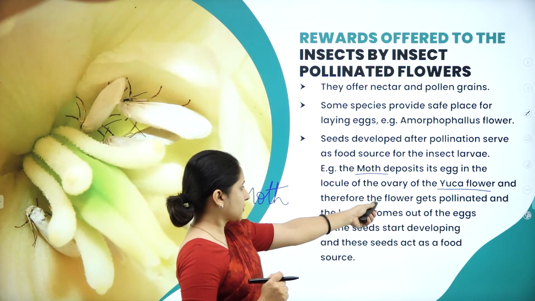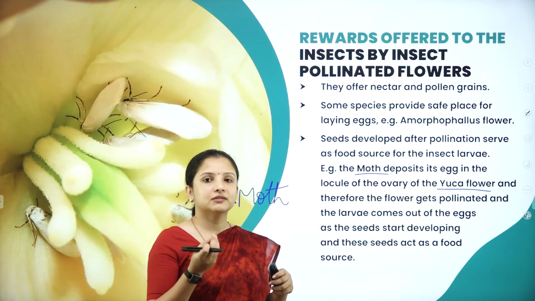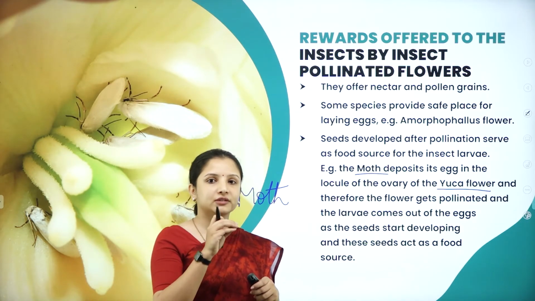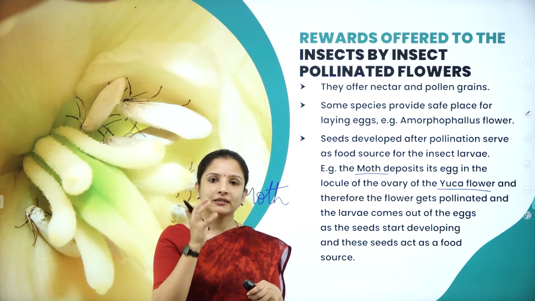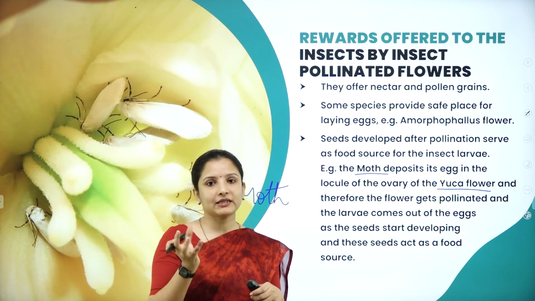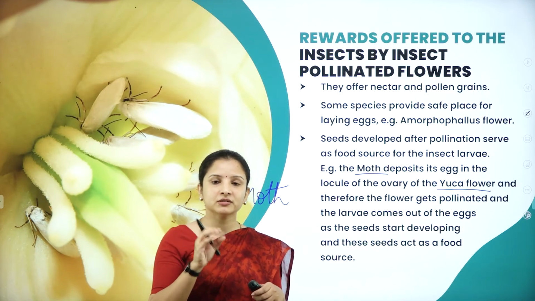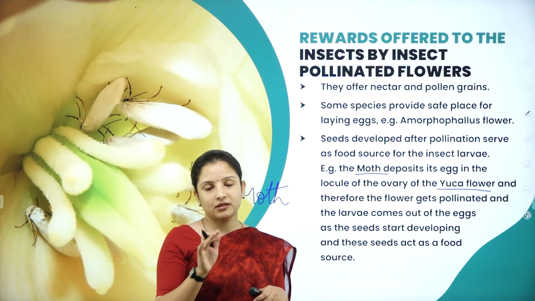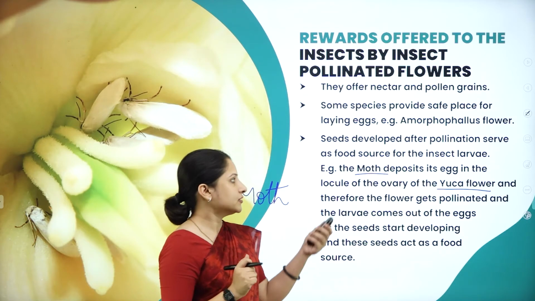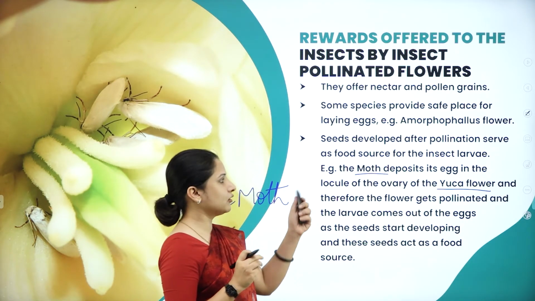And what happens is the larvae will come out, and the larvae will start to feed on the ovules that are present. That is why, when you look at some seeds, the seed looks very nice from outside, but inside there is an insect. Why? Because previously the insect had deposited its eggs in the flower.